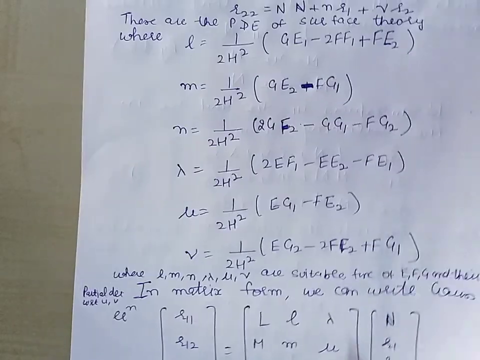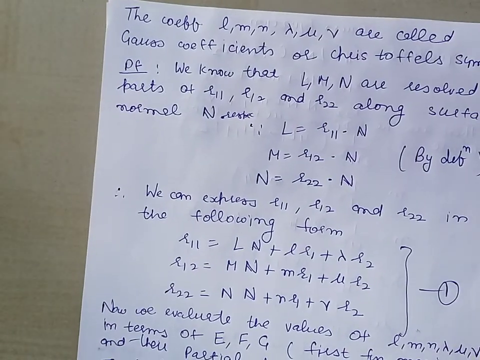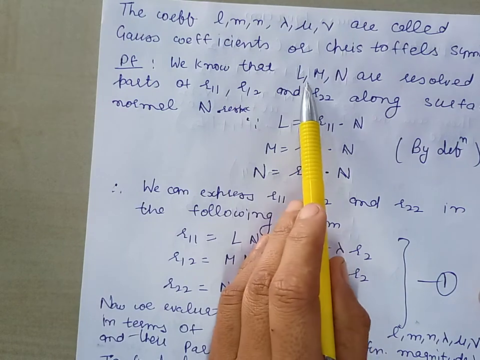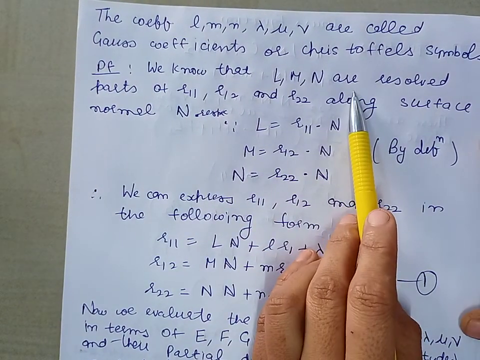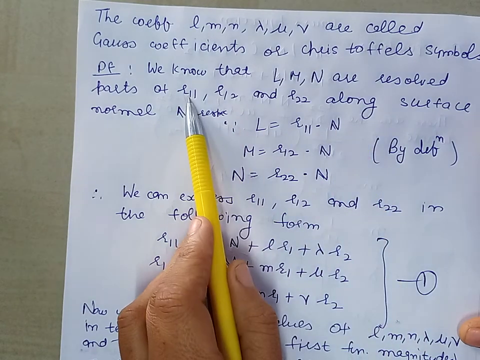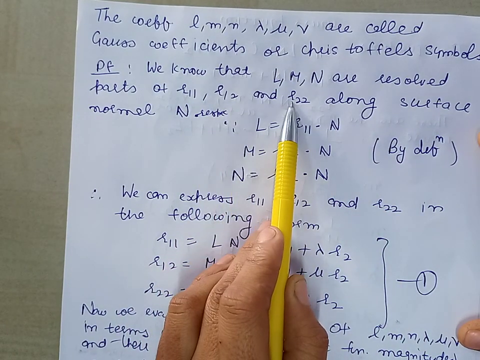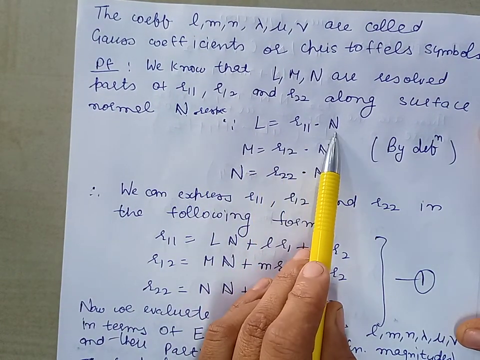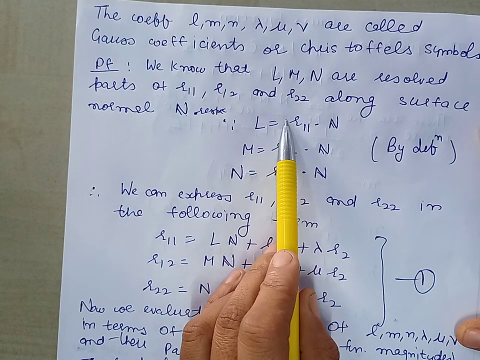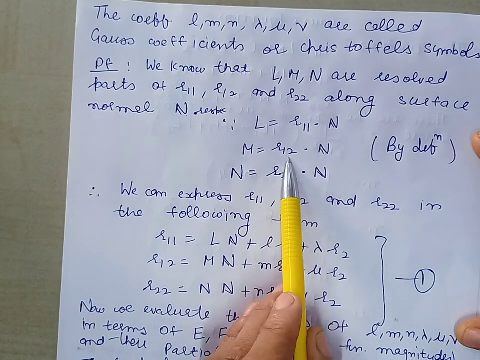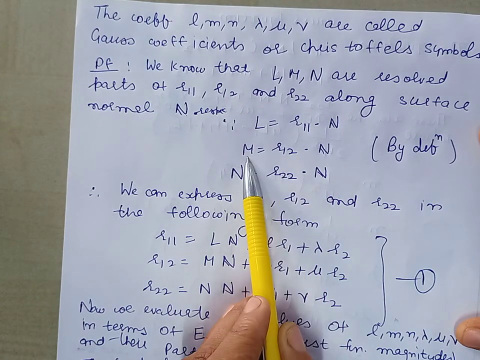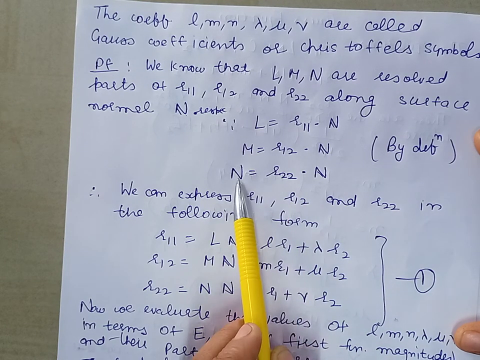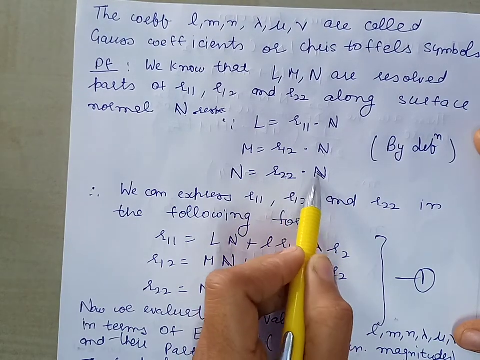Now let us find these Gauss coefficients. By definition, the second order fundamental magnitudes L, M, N are the resolved parts of the vectors R11, R12 and R22 along the surface normal N. So by definition, L is given by dot product of R11 with N. This is the resolved part of R11 along the surface normal. This is the resolved part of R12 along the surface normal, and this is M. And this is the resolved part of R22 along the surface normal. So N is given by R22 dot N.